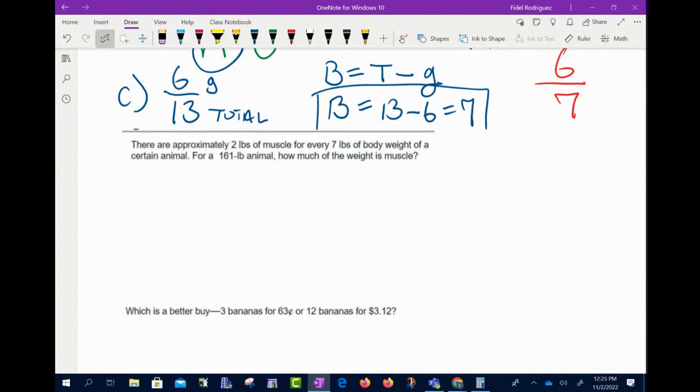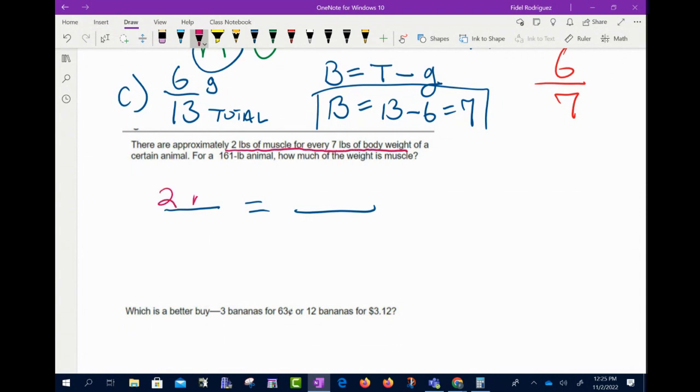Okay, so y'all, the next couple of problems are not difficult to solve. It's just how we set them up, okay? So the first part says there's approximately 2 pounds of muscle for every 7 pounds of body weight of a certain animal. Okay, and it says for a 161-pound animal, how much of the weight is muscle? Okay, so guys, what I would do is I would tell my students, look, we're dealing with proportions. So proportions means that one fraction equals another fraction, okay? And when I read through this first line right here, it says, look, 2 pounds of muscle for every 7 pounds of body weight.